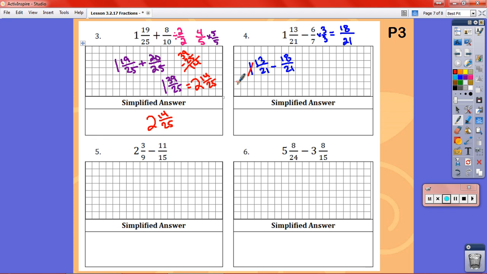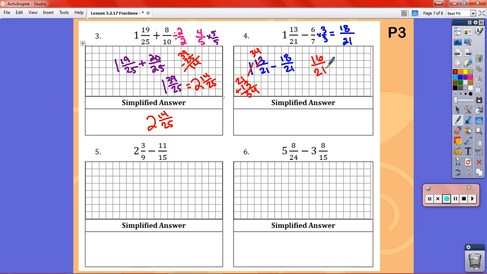So 21 pieces plus the 13 pieces that I already have makes 34 pieces. So instead of 13, now I have 34. So instead of 1 and 13/21, I have 34/21. Those are the same. 34/21 minus 18/21. 34 minus 18 is going to be 16. So our answer is 16/21.